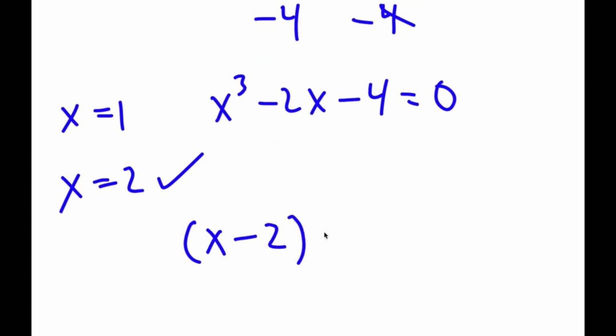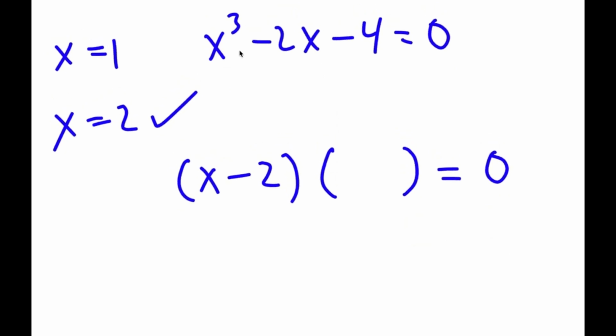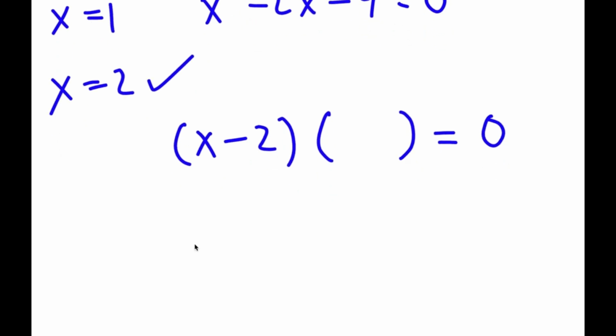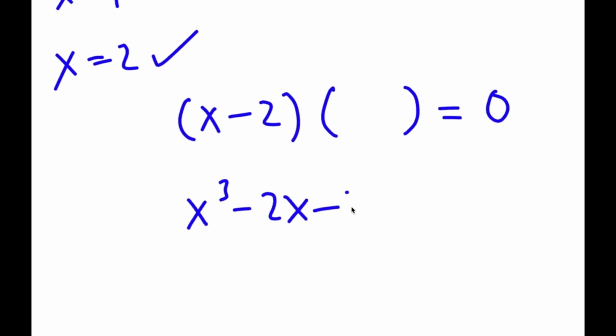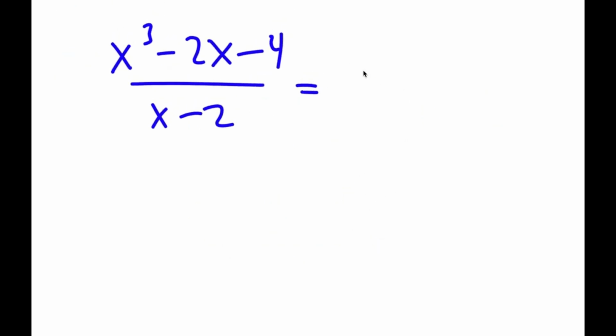So now I have x minus 2 times something is equal to 0. And this means that if I divide this by x minus 2, I should get the value of this. So I have x to the power of 3 minus 2x minus 4 divided by x minus 2. And you can solve this in two ways. You can use long division or the synthetic division method, and your result should be x squared plus 2x plus 2.